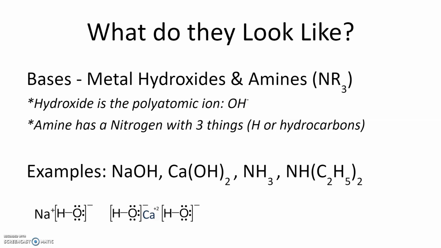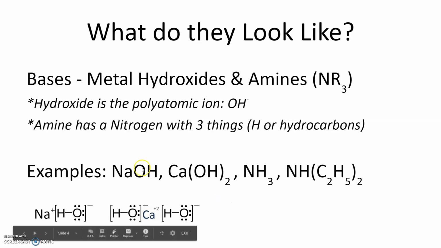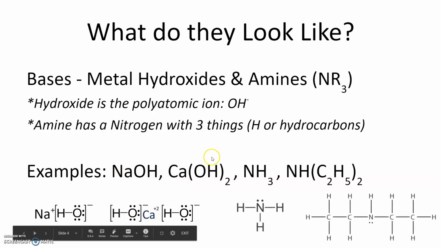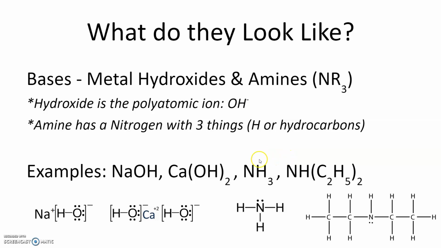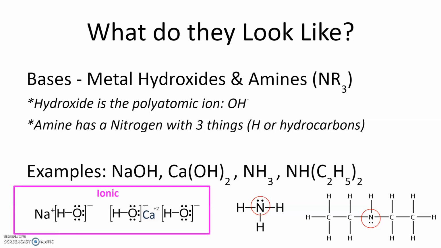For the metal hydroxide bases, we have sodium and calcium hydroxide shown here. And these are ionic compounds, so their Lewis dot structures have brackets and charges. We also have 2 examples of amines. This is ammonia, which is used in cleaning. And this one here is diethylamine. And you will notice that in the amine structures, the nitrogens have a lone pair, and that's super important if it's going to be an amine, and then 3 things attached to that nitrogen through single bonds. So just to summarize, we have 2 types of bases. They're metal hydroxides and amines.